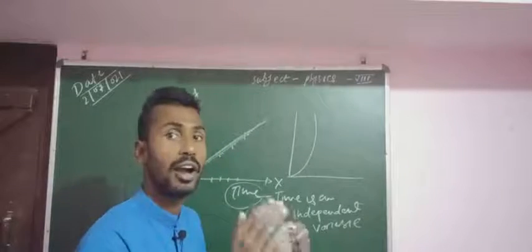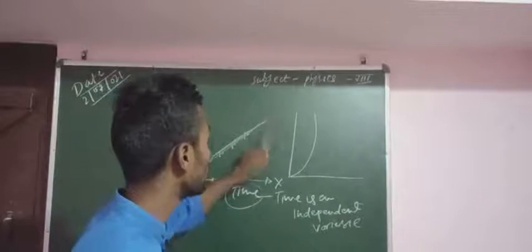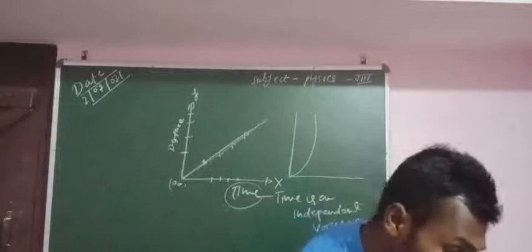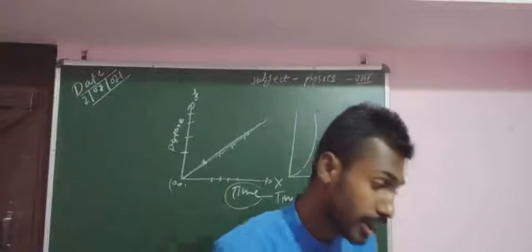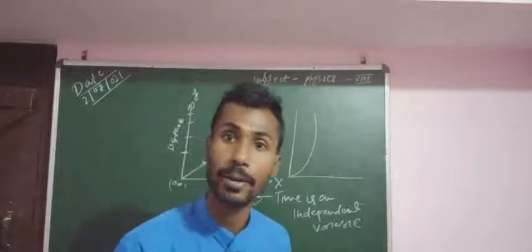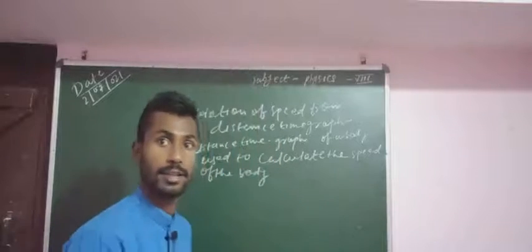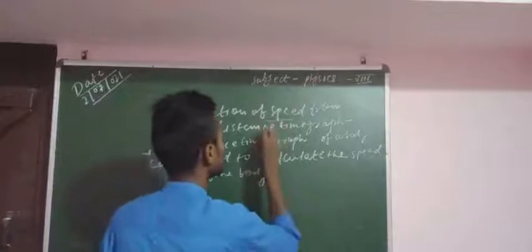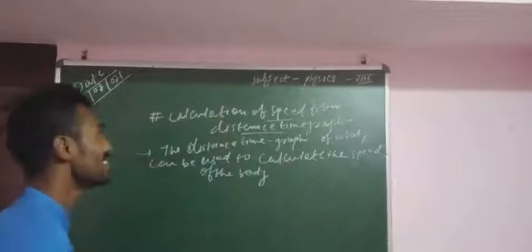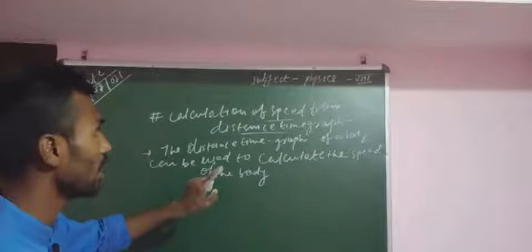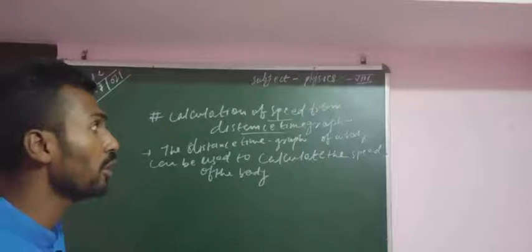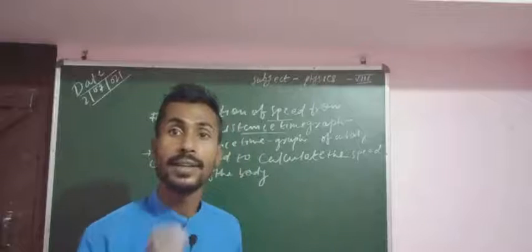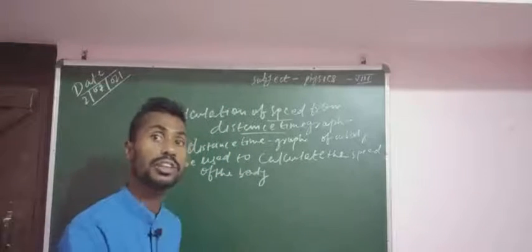Actually, I completely discussed both graphs in our last class. Today I will tell you how we can calculate the speed from the distance-time graph. So our topic is calculation of speed from the distance-time graph. The distance-time graph of a body can be used to calculate the speed of the body. That means after using the distance-time graph, we can calculate the speed of the body.